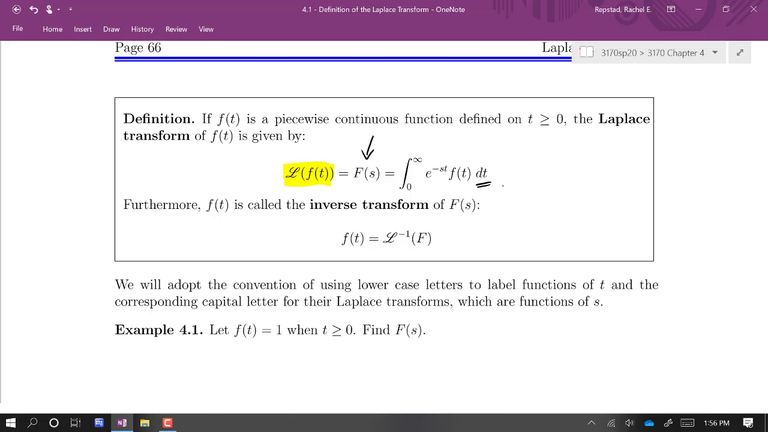If I'm going backwards, if I know the function big F of s and I want to know what function I had to find the transform of in order to get that function, we are said to be finding the inverse transform. So little f of t is the inverse Laplace transform of big F. We're going to use this integral definition to derive the Laplace transforms of some simple functions.